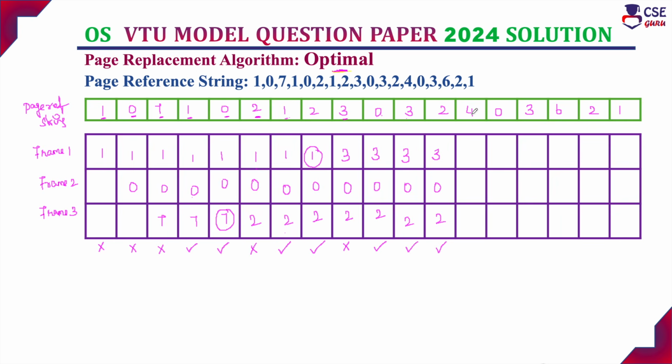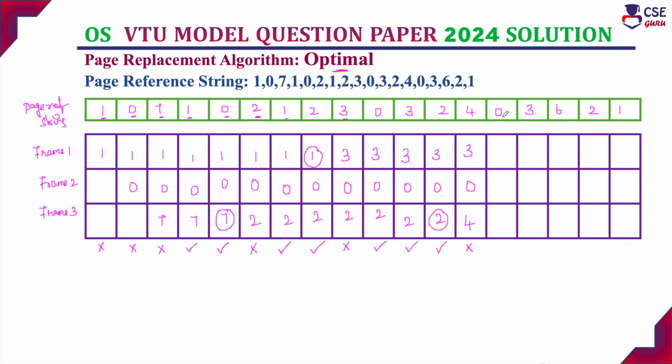Okay. 4 is not available. So you need to check the near future. Okay. 0 you should not replace. 3 you should not replace. So obviously replace with 2. So replace 2 with 4. And this is a page fault.